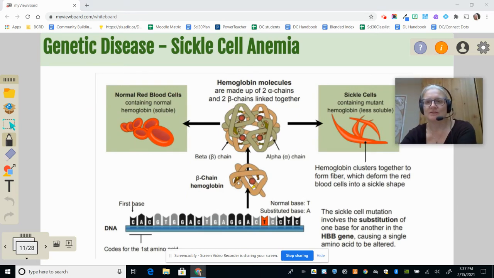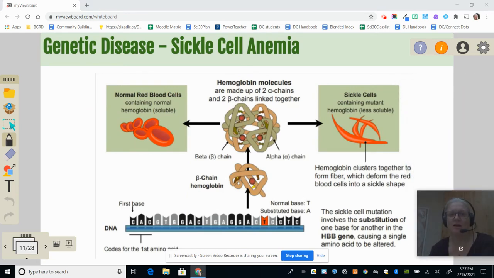So if we start with sickle cell anemia here, hemoglobin is normally made up of 2 alpha chains and 2 beta chains. And these are made through our DNA. So these are just proteins, proteins that are coded by our DNA. And here's the gene for it.